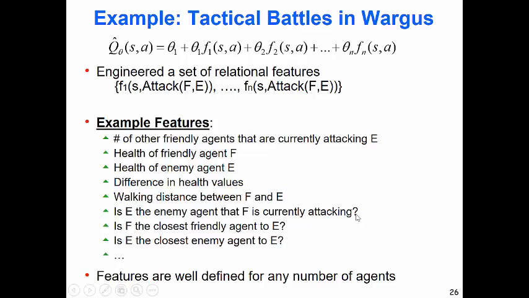This is an interesting one. This is one of these features that doesn't make the first cut, but then once you see the policy that's learned, you're like, oh yeah, it needs to know that. So is the enemy the enemy agent that F is currently attacking? Why is that maybe a useful feature to have?